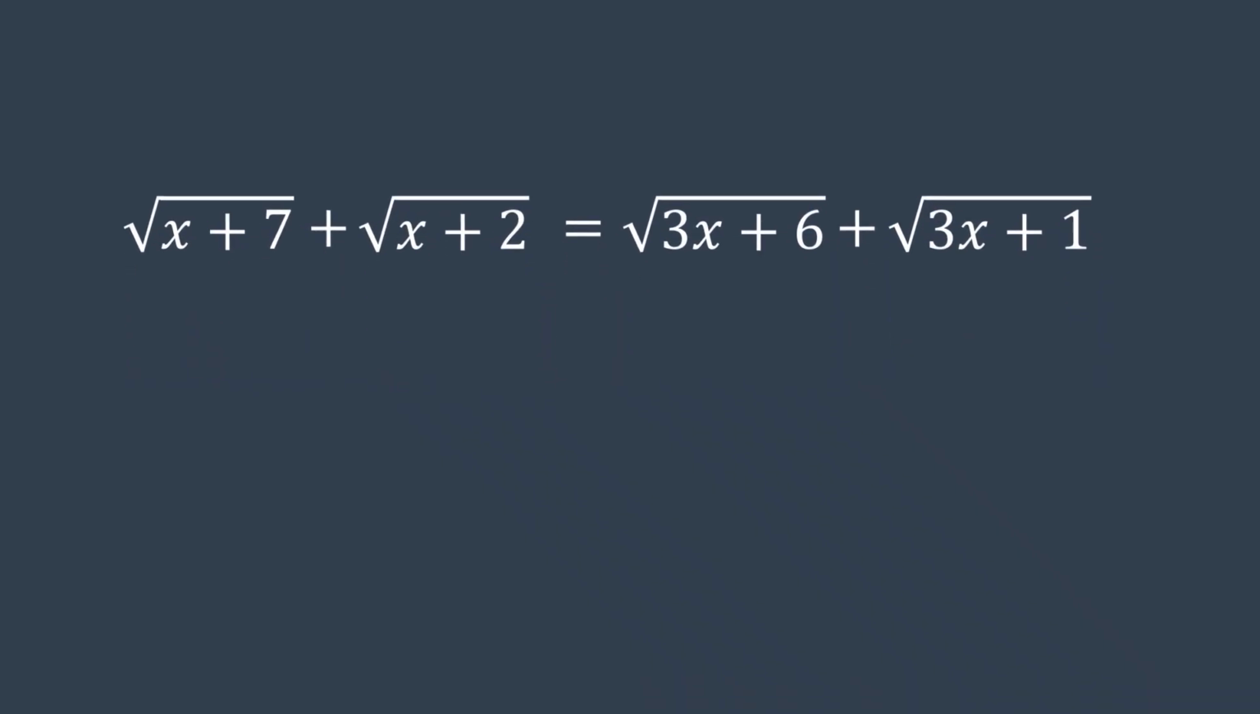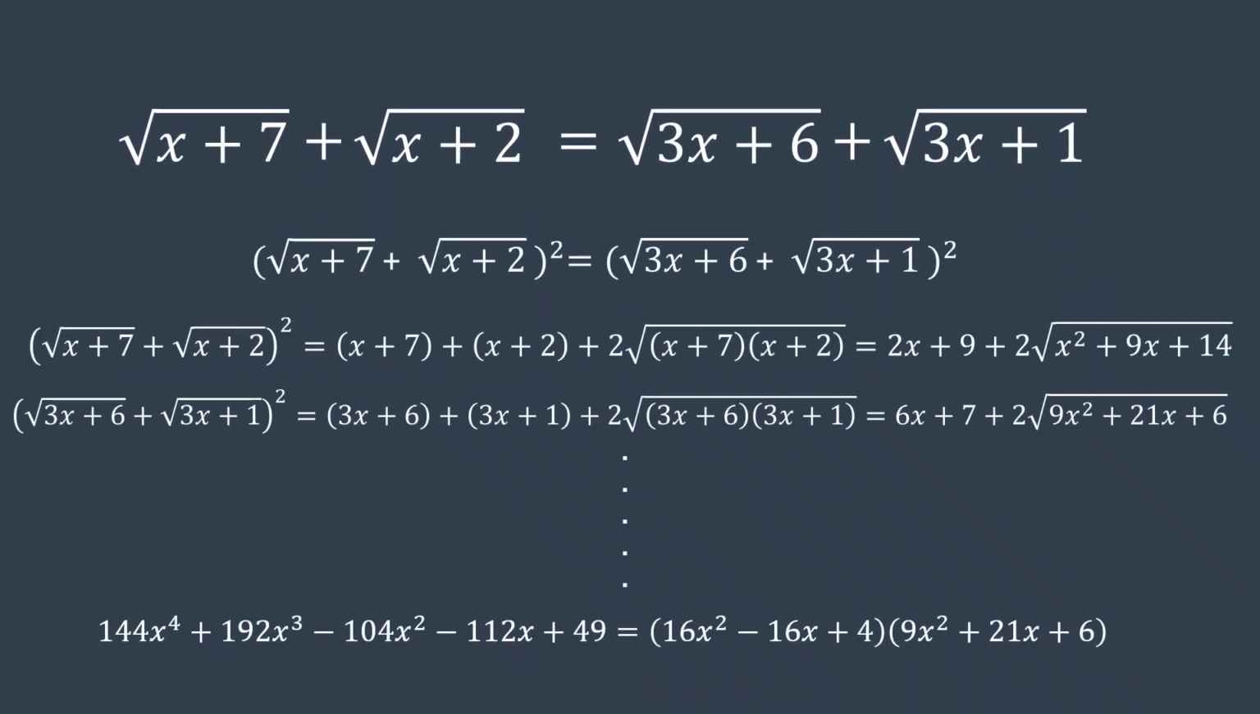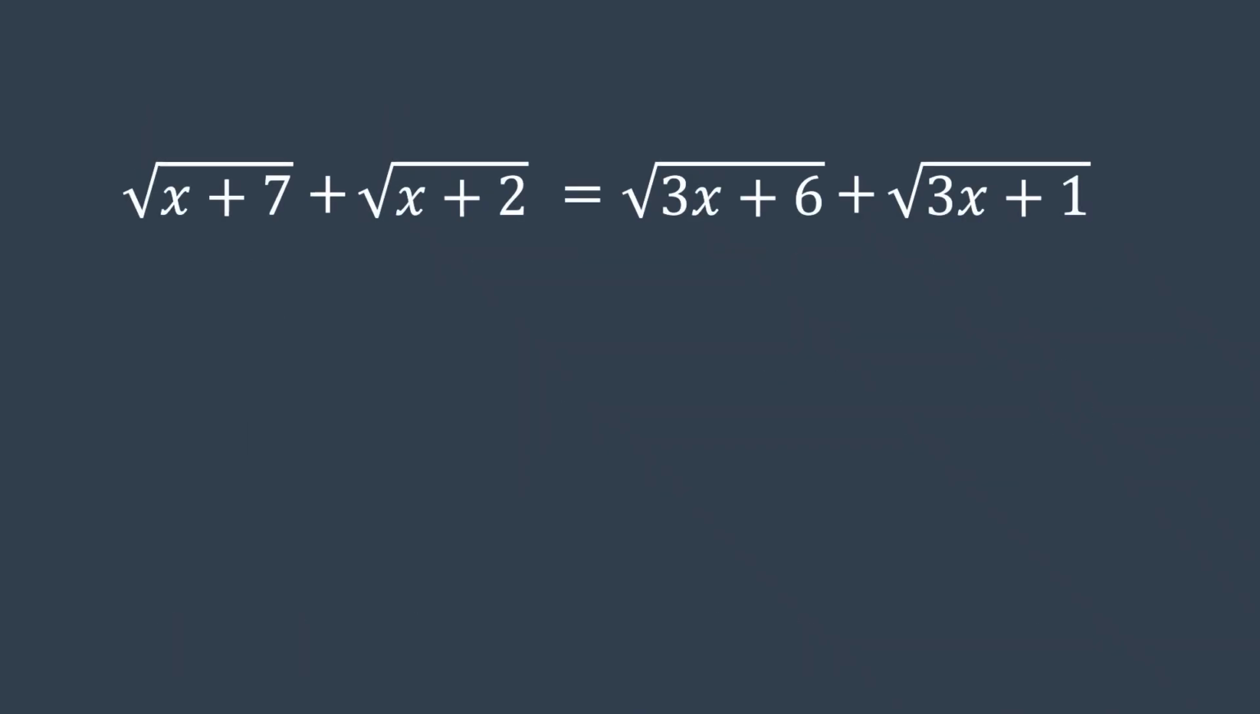If we try to square everything immediately, we'll end up with a quartic equation. That means powers of x up to 4. That's messy. Instead, let's slow down and look carefully. Compare what's inside the square roots.